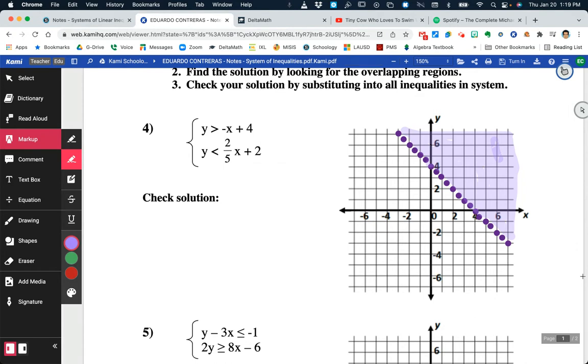I see some of you working on that, so I'll give you a moment, and then we'll graph the second one.